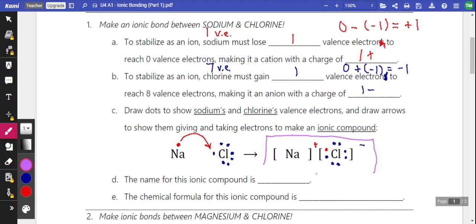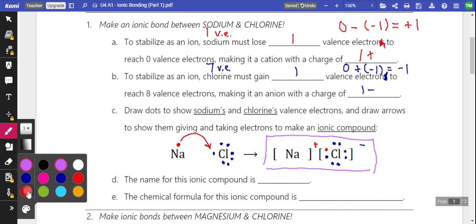Okay, so this set of ions is now a lot more stable from that give and take of electrons, and they now have an attraction. Positive charges attract negative charges. So these ions are going to attract to each other and stick to each other. So not only do they make each other more stable, they also now are going to stick to each other. This attraction is called an ionic bond.